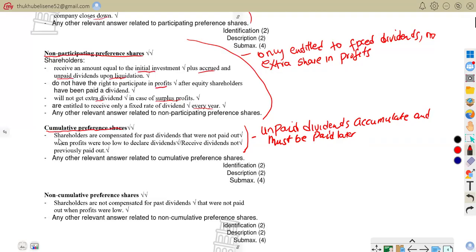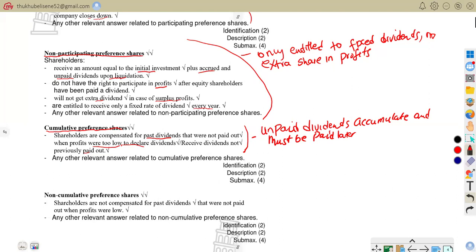So here, the point that we're given is that shareholders are compensated for past dividends, like I've said, that were not paid out when profits were too low to declare the dividends. So they receive dividends not previously paid. That's what it means about the cumulative preference share. Those dividends that were not paid because the profits were too low are going to be carried forward to the next financial year. We'll be together on that. Let us move on now.